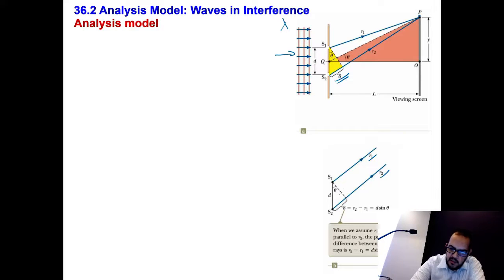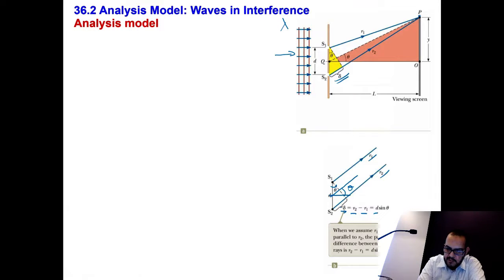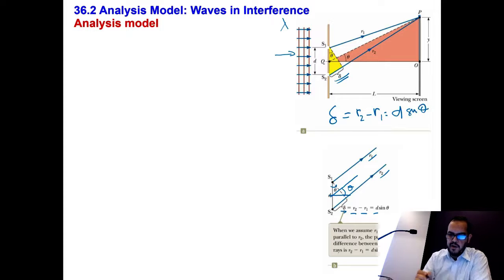Notice now this angle theta here is the same as this angle theta, and we can write that the path difference delta, which is R2 minus R1, over d is equal to sine of theta. So the path difference delta, R2 minus R1, is equal to d, the separation between the two slits, times sine of theta.